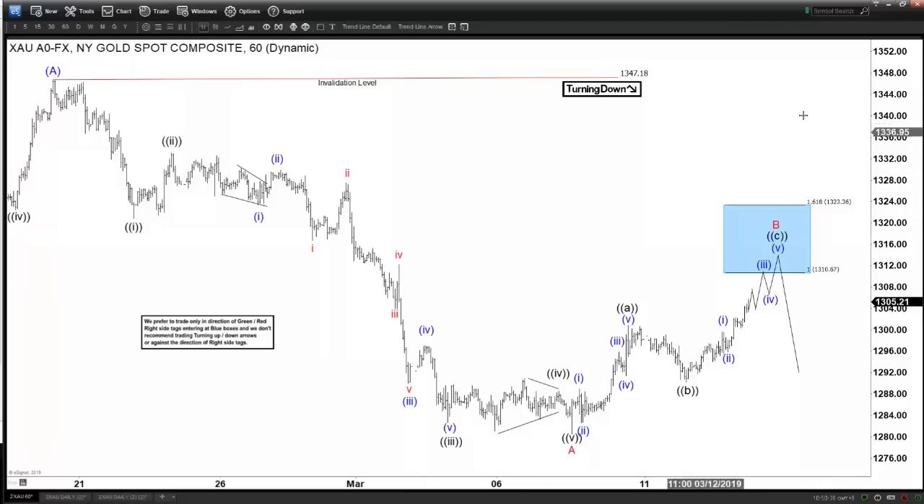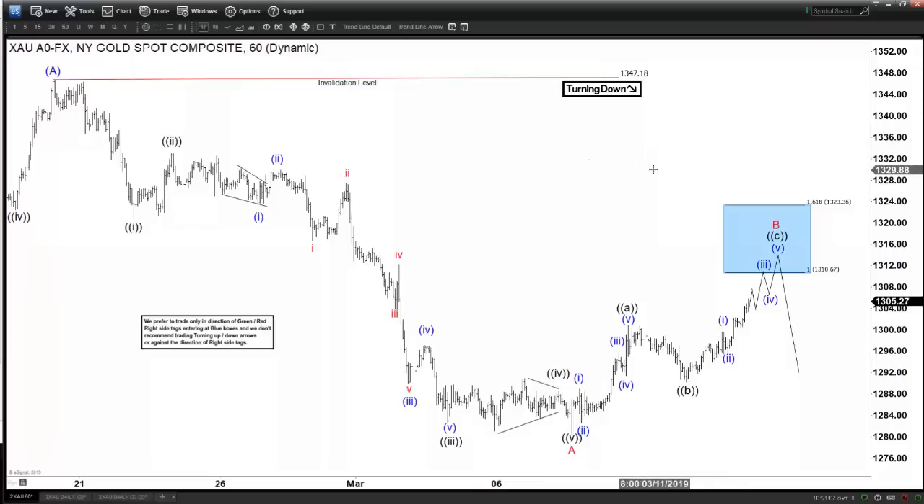So now here we can also see that from this peak at 1347, the decline looks impulsive. So that's how we label it as a 1, 2, 3, 4, and then 5, with 3 in the black subdivided into a nice 5 waves, and currently doing a zigzag correction.